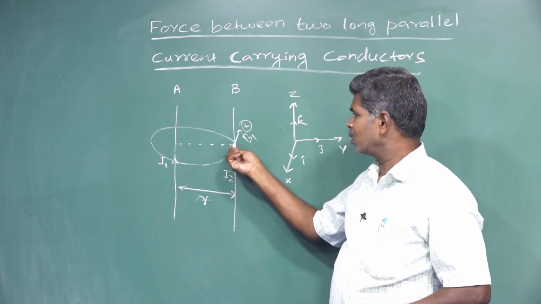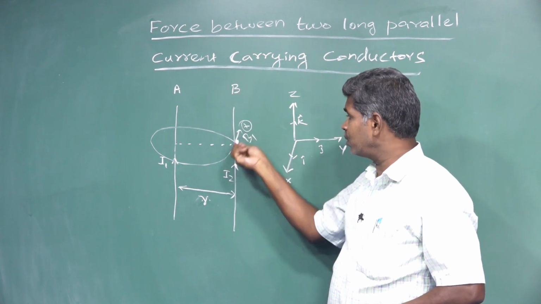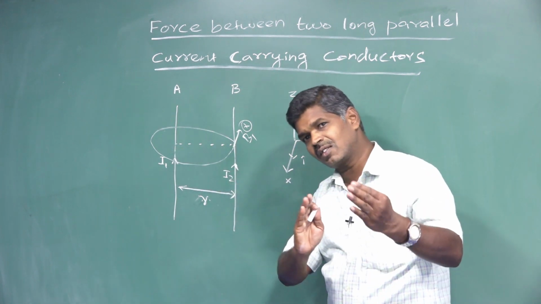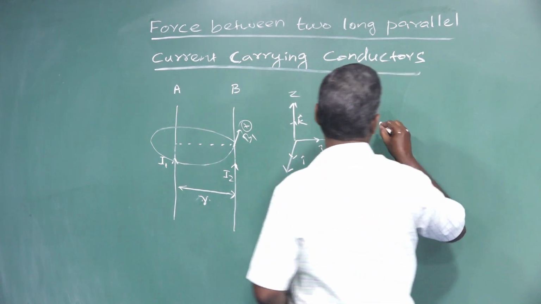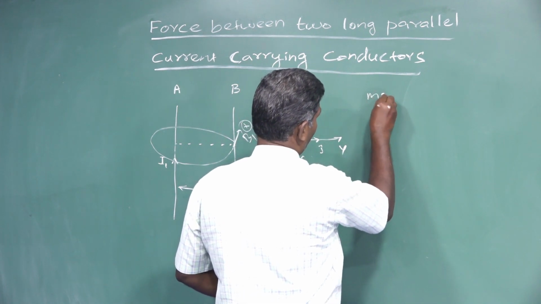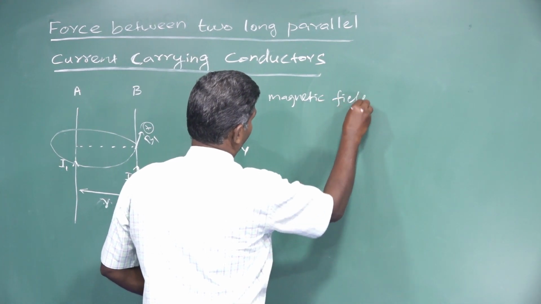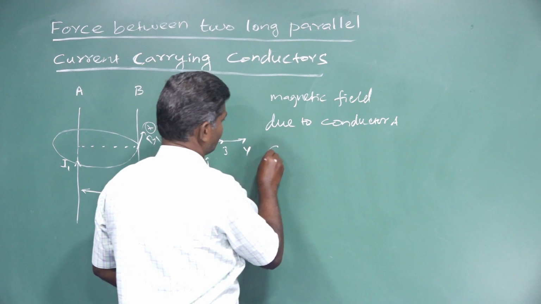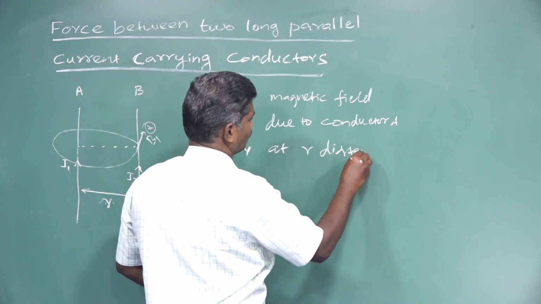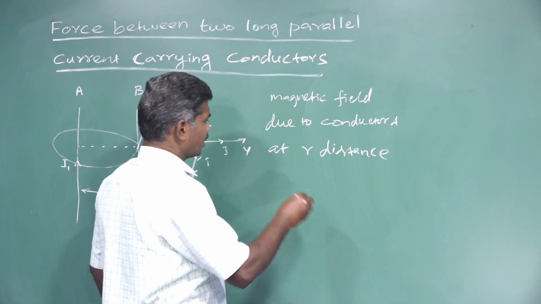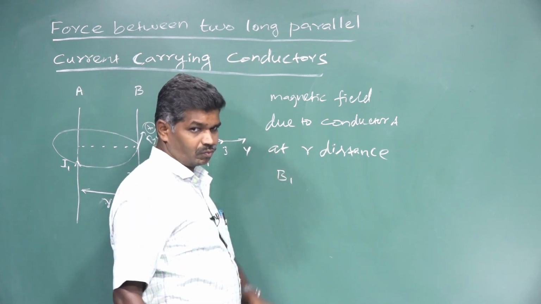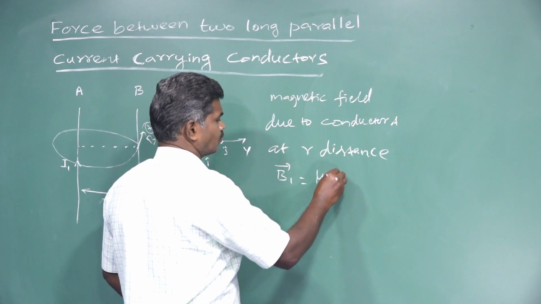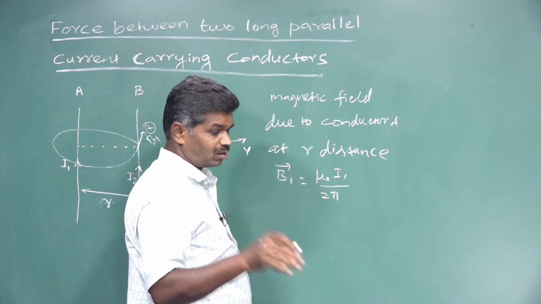This conductor produces a magnetic field at distance r on the B conductor. Due to this conductor producing a magnetic field at distance r, based on either Biot-Savart law or Ampere circuital law, we write the equation. The magnetic field due to conductor A at distance r, according to Biot-Savart law: B1, it is a vector quantity, so B1 vector equals mu naught I1 by 2 pi r.